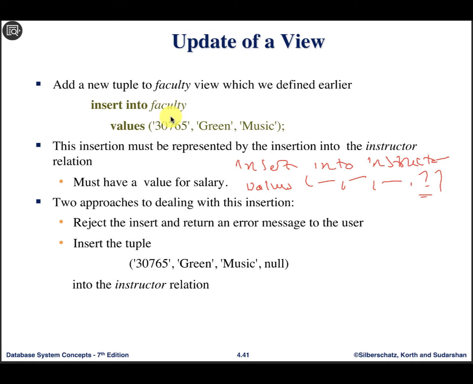So it translates to an insertion into the instructor relation. Instructor requires us to specify the value of the salary, right? So what's the value going to be here? It depends. We have two different ways to deal with the insertion. First, the easy one: reject the insertion and return an error message to the user. Or you insert a tuple that contains the instructor ID 3765, the name Green, the department Music, and the salary is going to be null. It depends on whether a null value is allowed to be a valid entry for the salary. So you need to think about this situation.